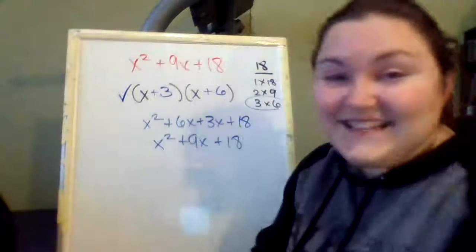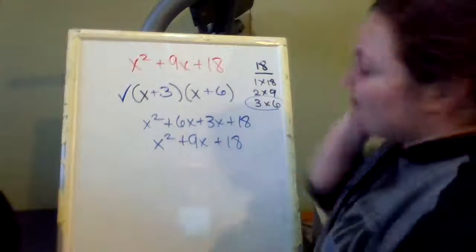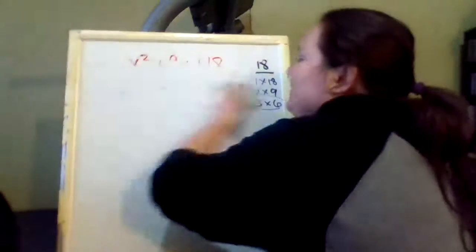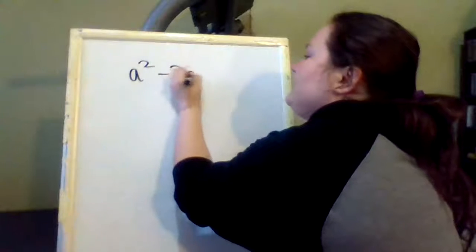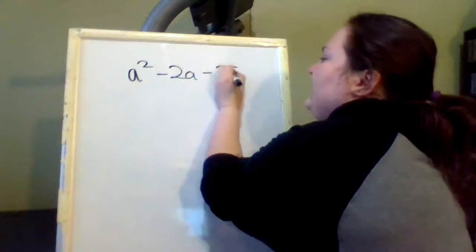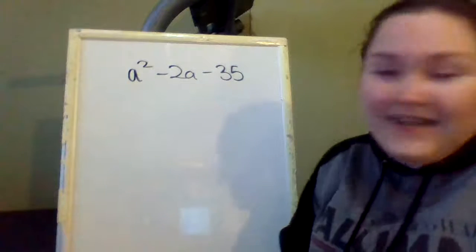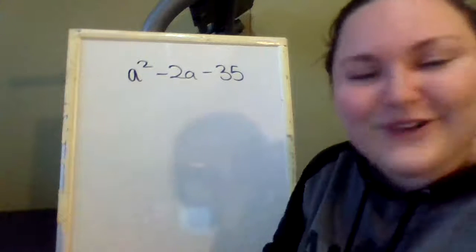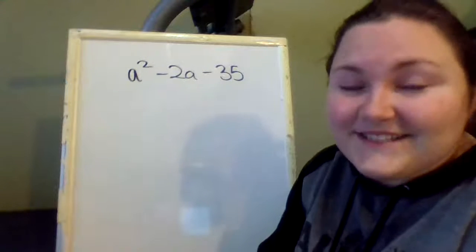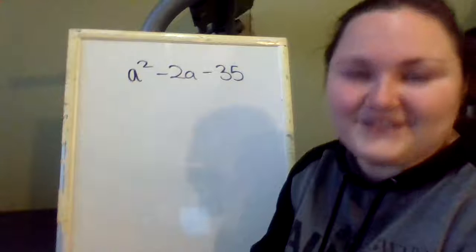I'm going to end this with one last problem for you guys to try. Let's do a squared minus 2a minus 35. If you have not tried one yet before seeing the answer, please make this the one you try on your own first. Go ahead, pause this, try it, and then come back to see the answer.